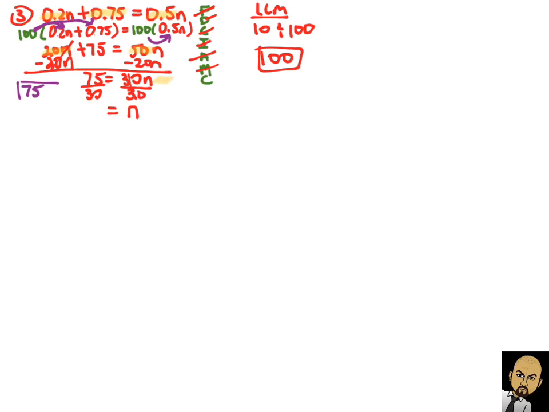And 75 divided by 30, well, you go to the side and you divide. 30 goes into 75 2 times. Multiply 2 times 30 is 60. You subtract, you end up with 15. Add your decimal, add your placeholder, and you end up with 2.5. Now remember, because this problem has decimals in the original, we want to write our solution as a decimal instead of a fraction. So we end up with n equals 2.5.